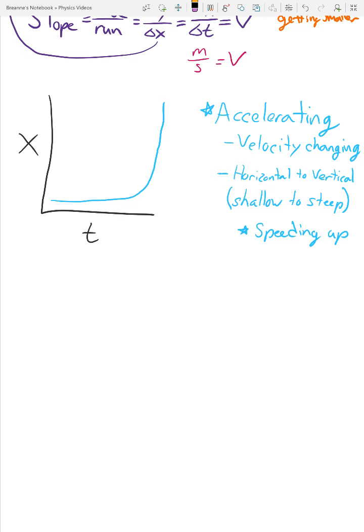Now, since your velocity is changing, our acceleration will always be constant. It is accelerating, but it's accelerating at a constant rate. It will always be constant for what we're dealing with. So your acceleration is constant, and then we have to deal with direction. So it's going up the graph, so we have a positive direction.